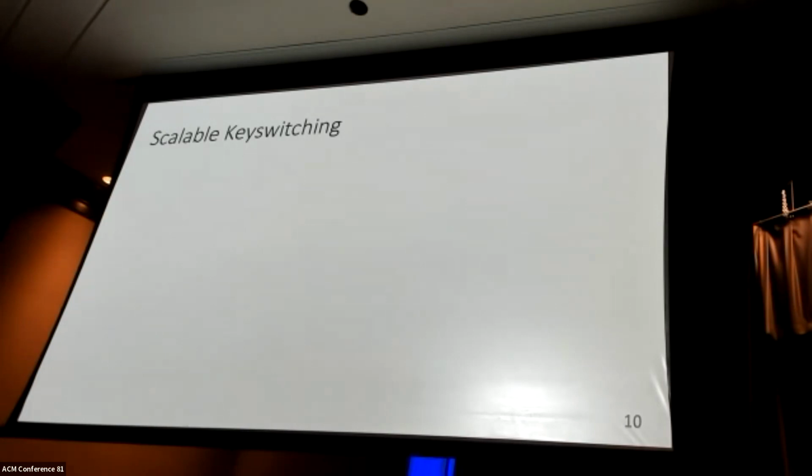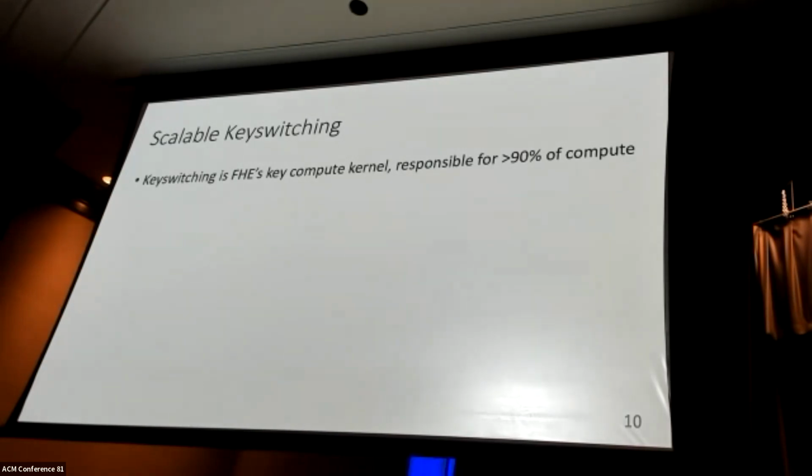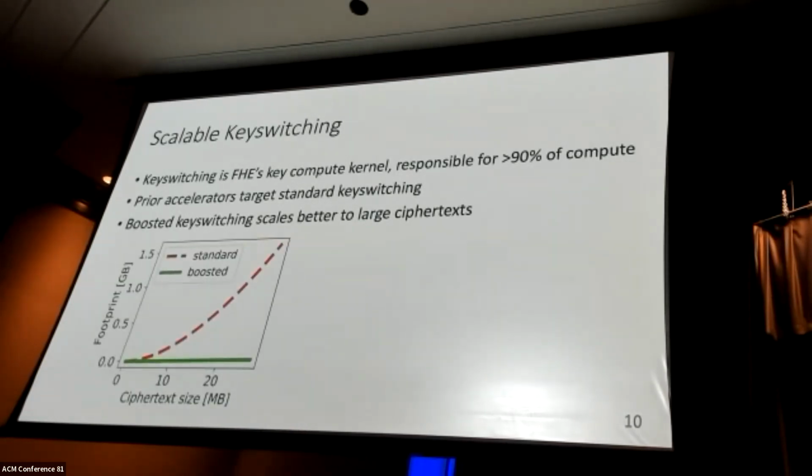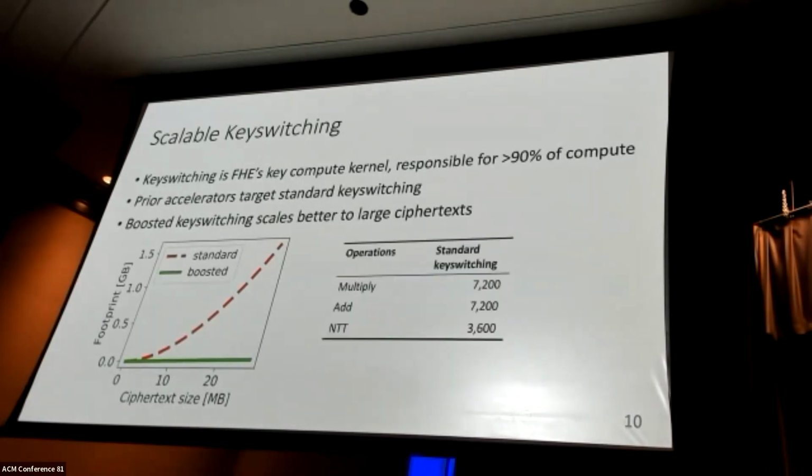Okay, so those are the architectural contributions, but there are also algorithmic problems, right? Specifically with respect to key switching, FHE's key kernel. Prior accelerators target standard key switching, but boosted key switching, a different, newer FHE algorithm, scales much better than standard key switching, both in terms of compute and, most importantly, footprint. You can see here, standard key switching can have a footprint of up to 1.7 gigabytes, while boosted key switching only has a footprint of up to 52.5 megabytes. So it's really necessary for large ciphertexts to be able to do boosted key switching well.